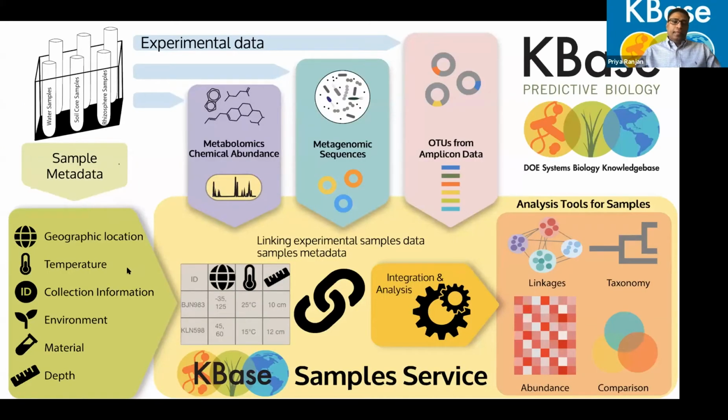And again, in KBase we are expecting the samples, especially the environmental samples, to have geographic location, temperature, collection information, environmental information, material, and depth. The samples can then be linked to the measurements on those samples, such as chemical abundance in those samples, or if metagenomic sequencing has been done, then that's linked to the sample. Or if you have amplicon abundance, it gets linked to that. But before you can do any of these analyses in KBase on these data sets and get insight into your data, the first step obviously is to upload samples, and then you can link things.